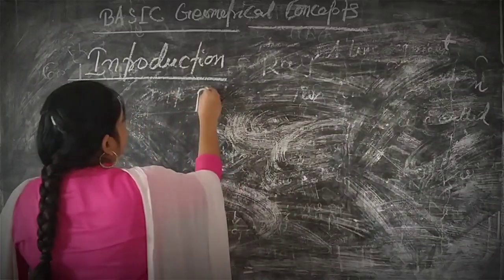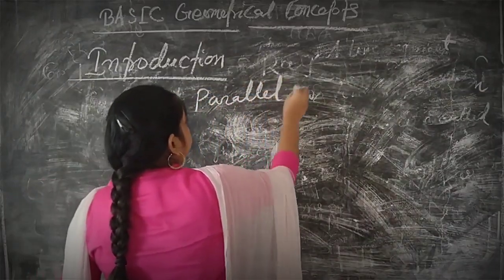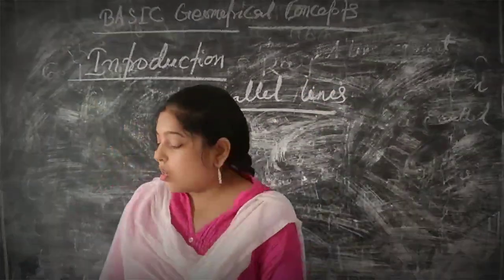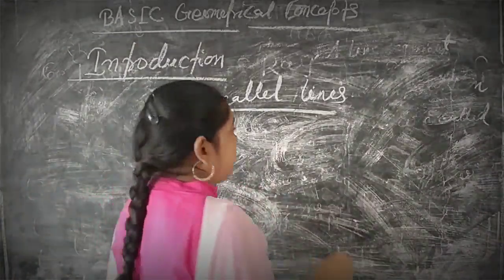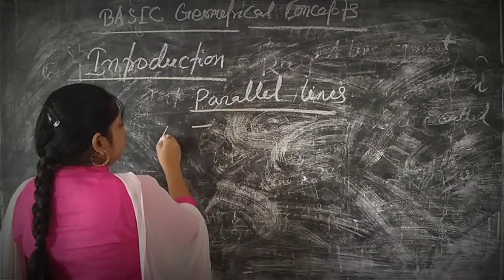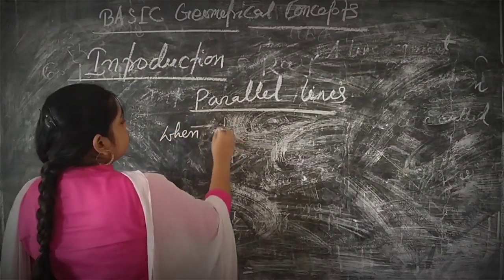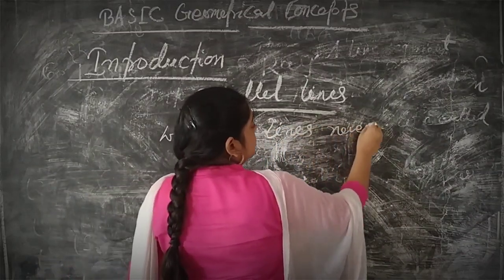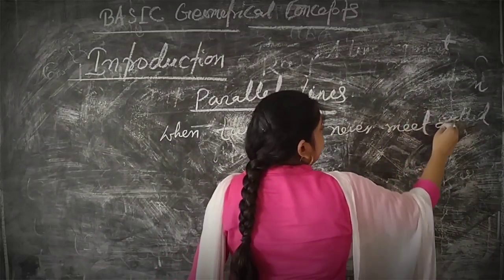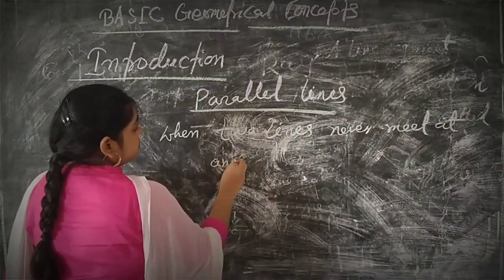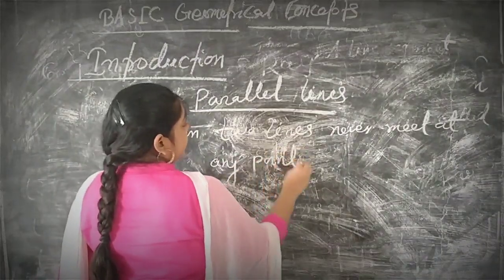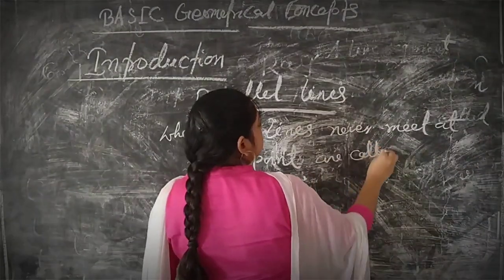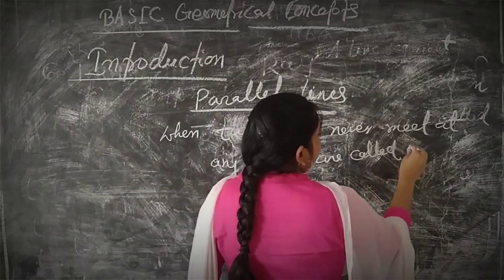So next is parallel lines. First, we write the definition of the parallel lines. When two lines never meet at any point, they are called parallel lines.